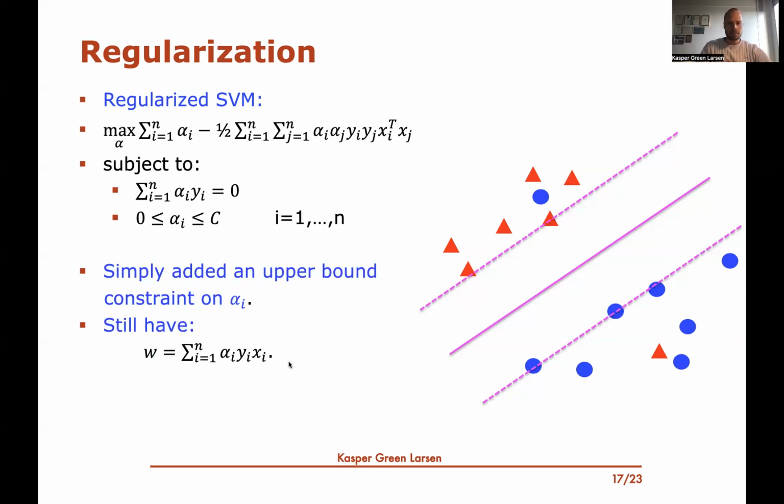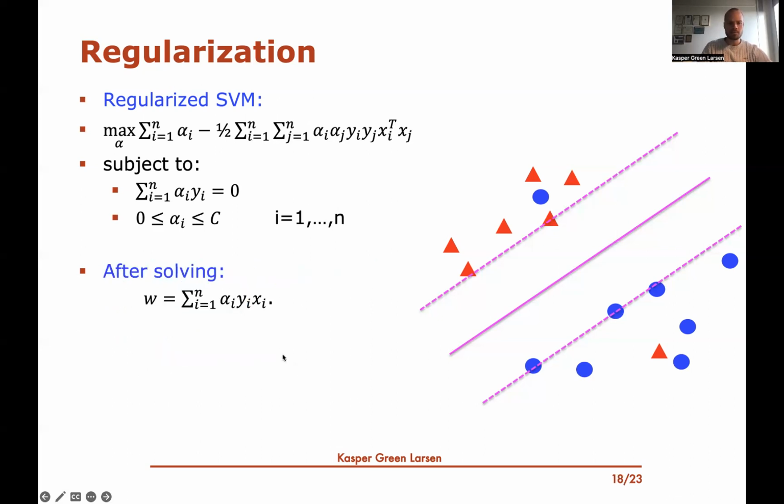And as we remember, if you solve this optimization problem, the w is still the same. It's the sum of alpha_i y_i x_i. So if we solve this optimization problem, then we should just let w be this linear combination.